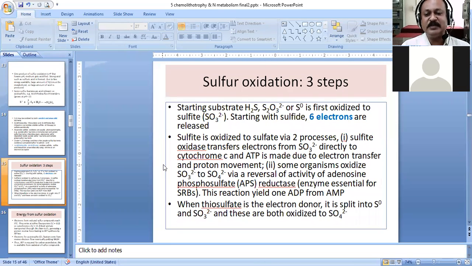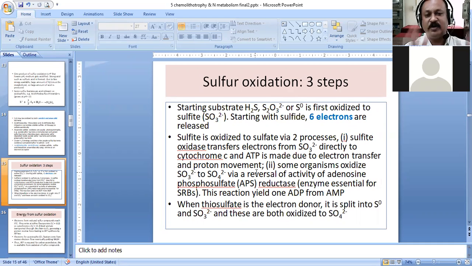Okay, then these are the three steps of sulfur oxidation. The starting substrate could be either sulfide or thiosulfate or sulfur. This is first converted to sulfite, SO3 2 minus, and for this 6 electrons are released. In the next step sulfite is oxidized to sulfate. So here 2 electrons are involved, 2 electron transfer.